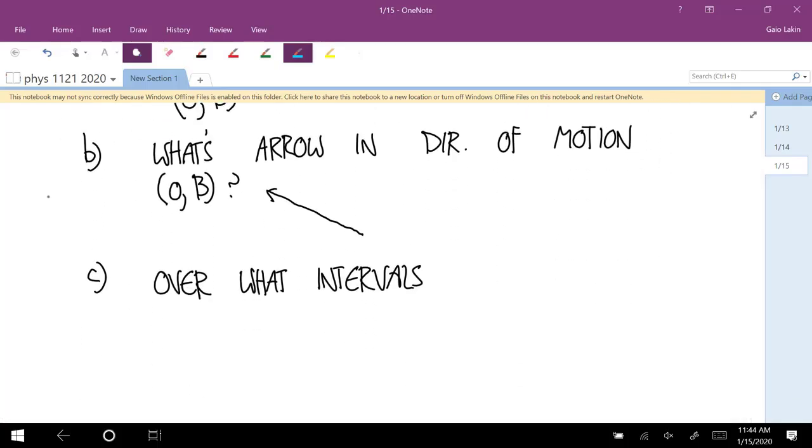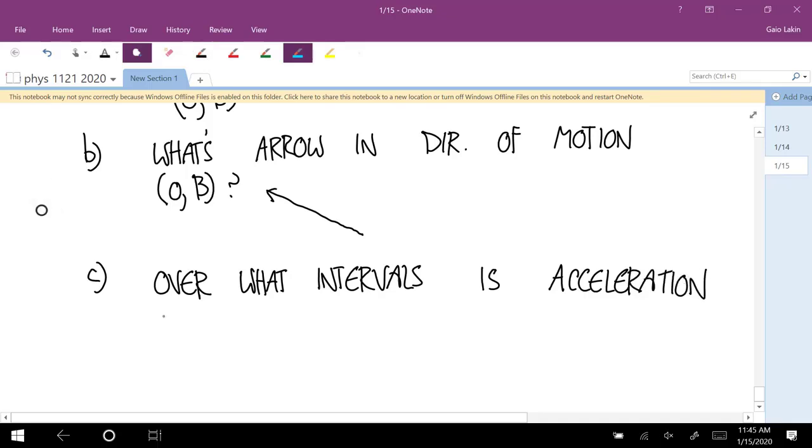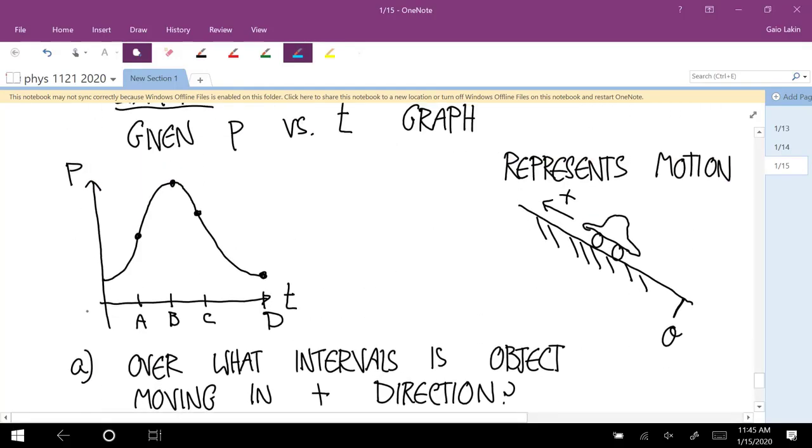Okay, so now over what intervals is the acceleration negative? Let's do negative on this one. Yeah, so we're looking for places where it's concave down. And so it's going to be from the inflection point at A to the inflection point at C. Okay. Everywhere else it's concave up.